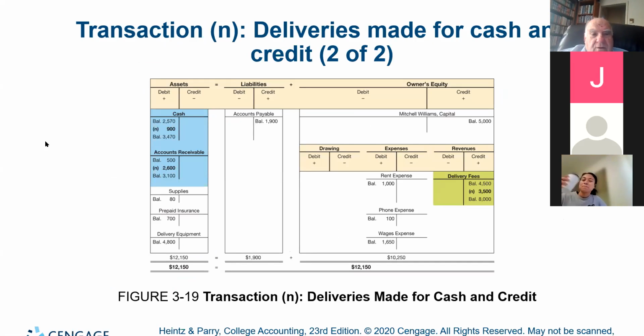Okay. Where is that darn $2,600? Right here. We debit accounts receivable for $2,600. We debit cash for the $900 and we credit delivery fees. So he's got a nice profitable business going now, huh? He's got $8,000 in sales minus these three little expenses.